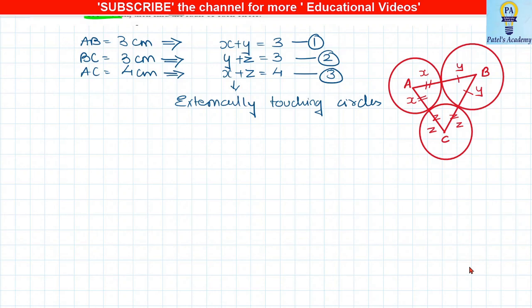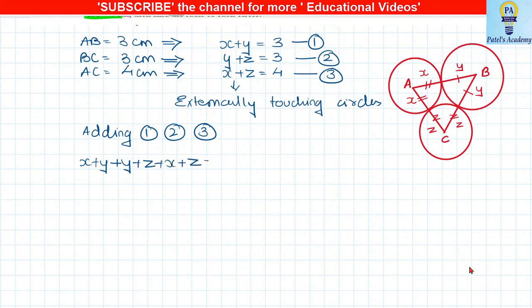Let's see. The first step I'm doing is adding all the 3 equations. 1, 2, 3. So if I add 1, 2, 3, what will I get? Let us first write down all the left hand sides: x plus y plus y plus z plus x plus z equal to 10. I added all the left hand sides, and the right hand side is 3 plus 3 plus 4, which is 10.